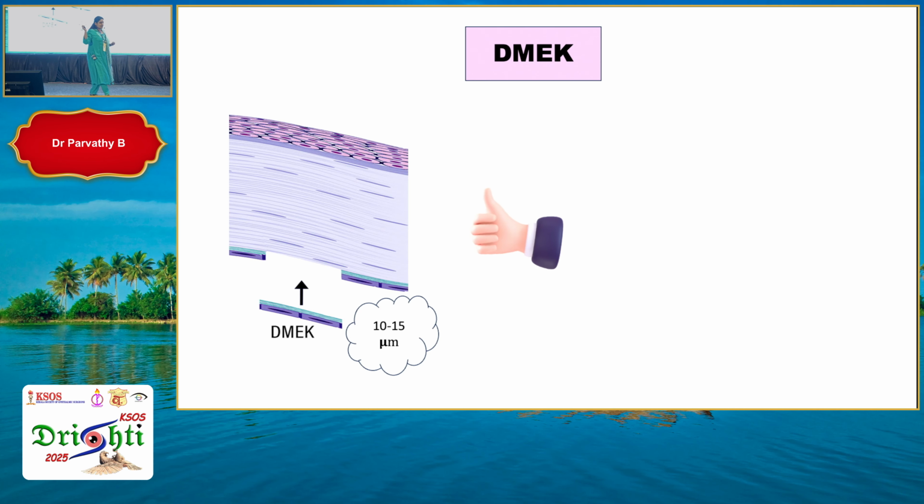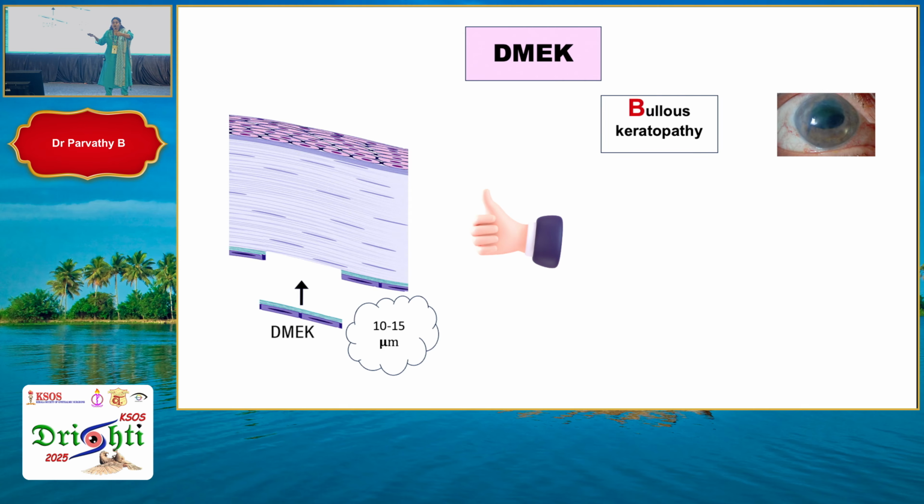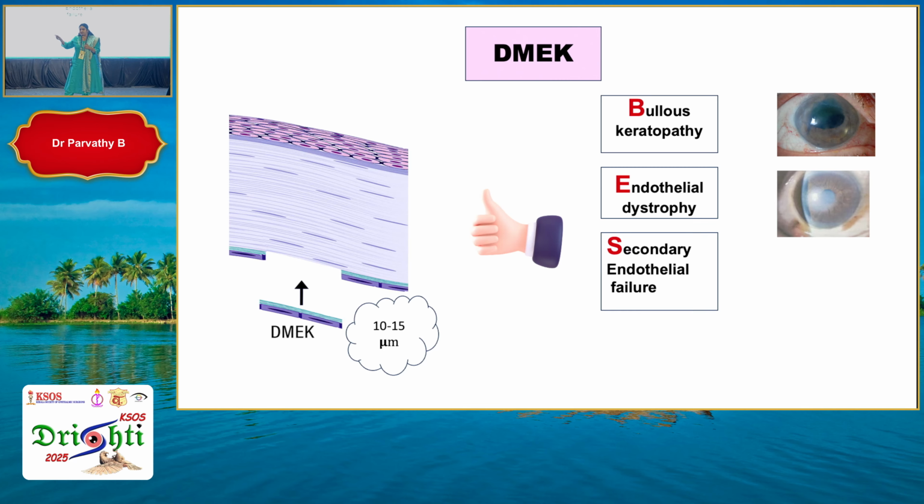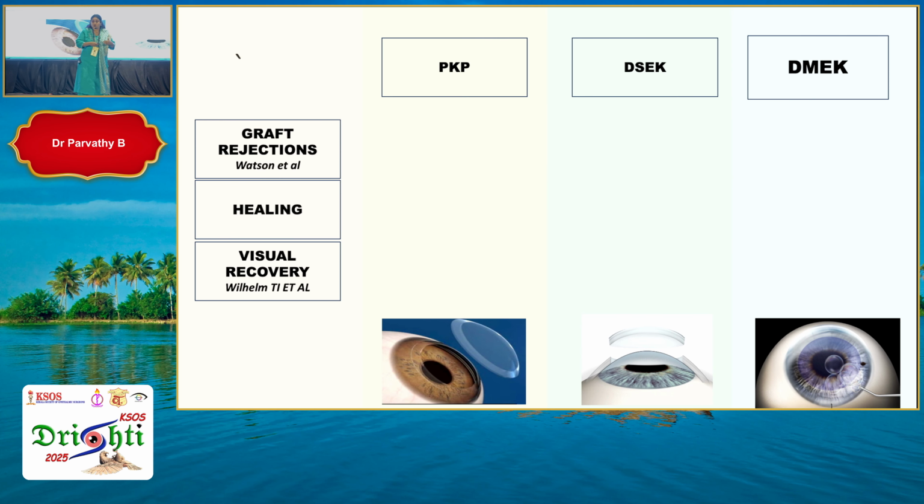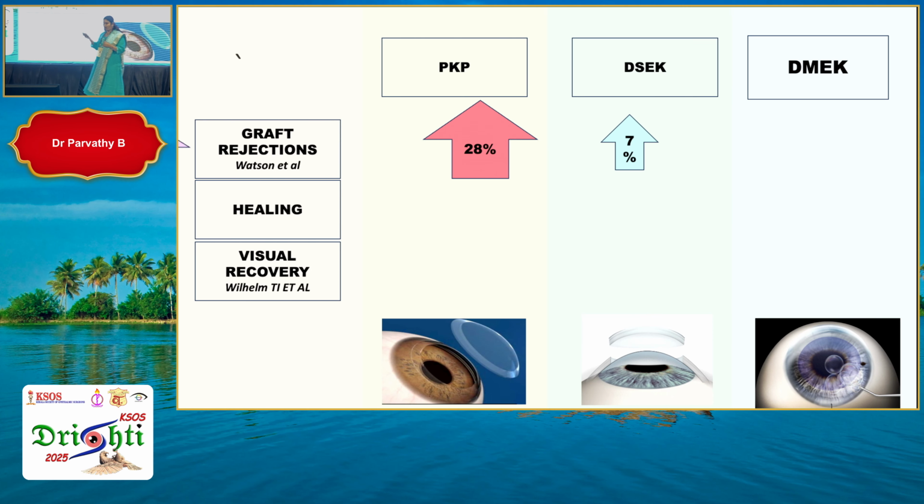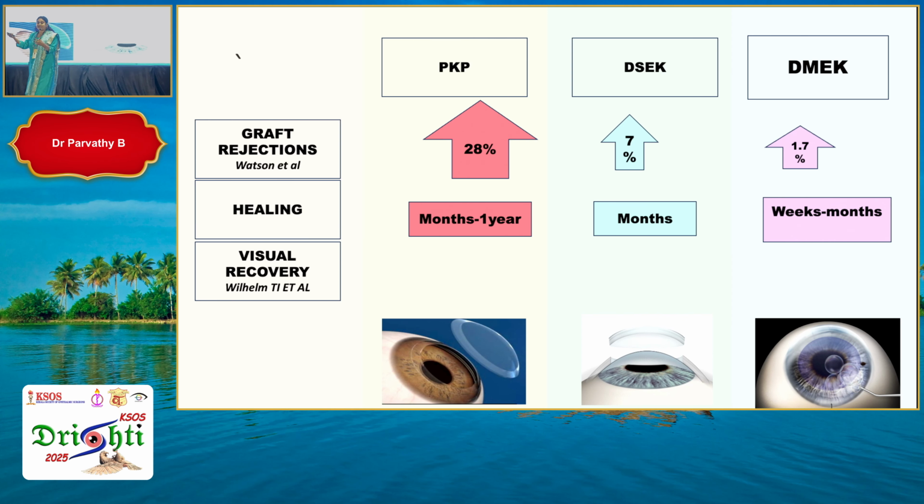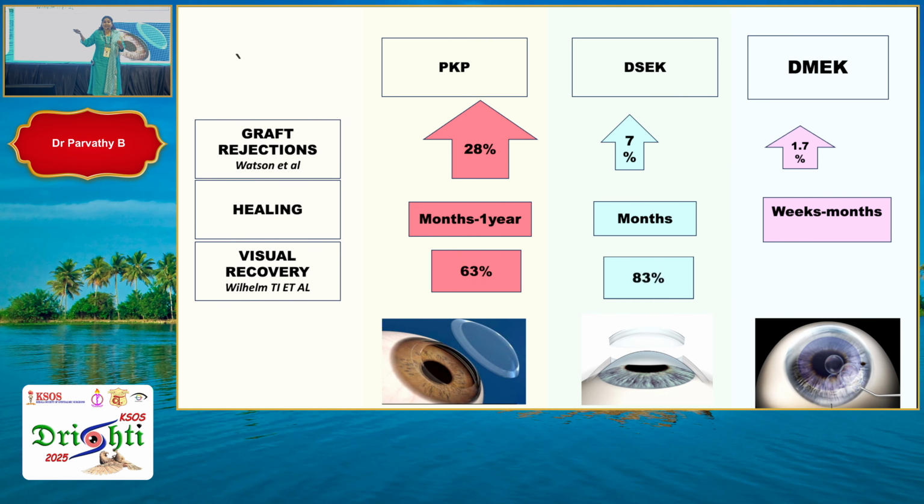Simple. Let's see DMEK. There's no S, right? So would you remove the stroma? No. What is replaced? The Descemet and the endothelium is replaced here. It is the best one. By best, remember, it is done for bullous keratopathy, endothelial dystrophies, secondary endothelial failures, and transplant failures. So when we are going thinner and thinner into tissue, what is getting less? The rejection. The rejection is coming down from 28% to 1.7%, and the healing time has been decreasing from months and years to weeks, and the visual recovery is more than 90% in DMEK, children.